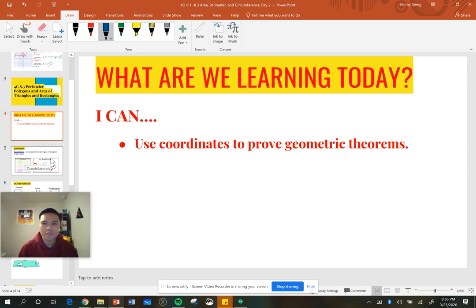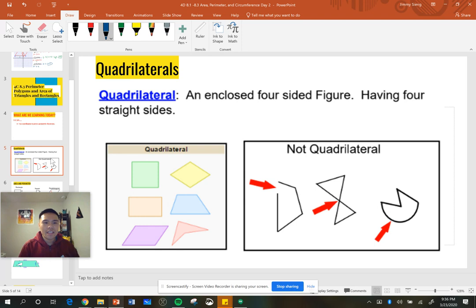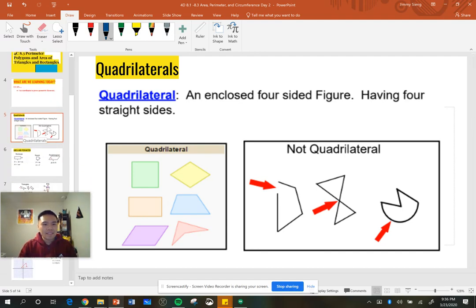So today you'll still be using geometric theorems. Keep in mind the definition of a quadrilateral. That is, a quadrilateral is a 4-sided figure, has 4 straight sides, right? Looking at those 3 examples, you can't have a gap, you can't have them crossing, and you can't have a rounded side, okay? Besides that, you should be good.